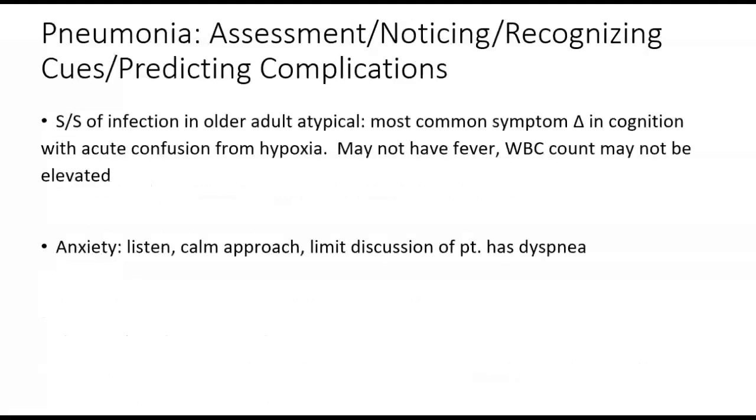Always remember that signs and symptoms of infection in an older adult are usually atypical, so they might not have the big fever and the white blood cell count that's through the roof. Most common symptom for infection in an older adult is change in cognition, with acute confusion from hypoxia in the case of pneumonia. So you want to watch for a change in cognition, confusion. Again, the older adult may not have a fever and the white blood cell count may not be elevated.